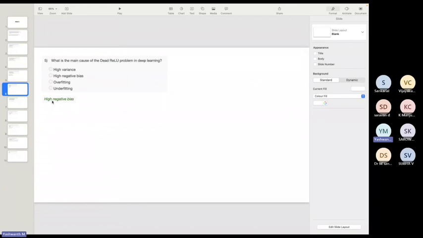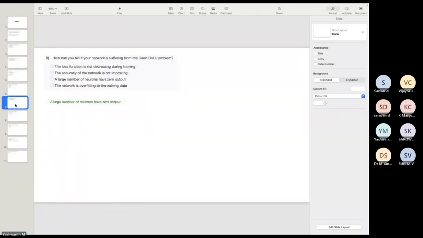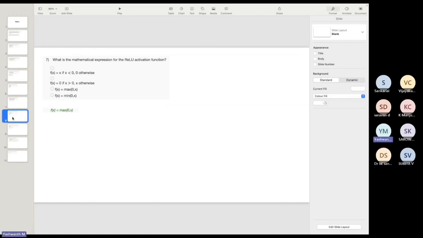Okay, so that's the main cause, high negative bias. Again, how can you tell that your network is suffering from dead ReLU problem? If you see a large number of neurons that are giving you a zero output, that is a typical indicator that you are having a dead ReLU problem. The mathematical expression of ReLU is max of 0, comma x. If x is positive, you give the positive value as output. If x is negative, 0 is the maximum, so you give 0.